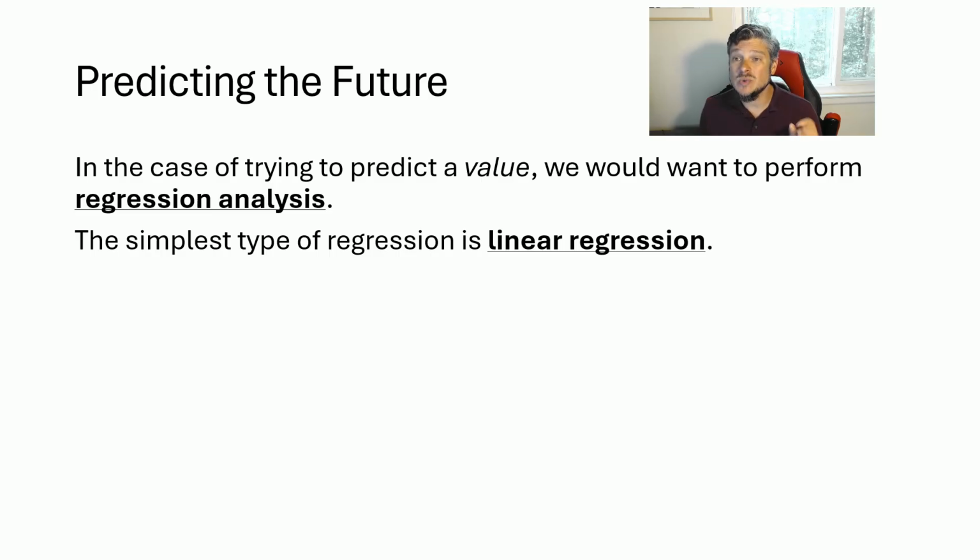Now, in this case, we want to predict a value. I want to predict the percentage of Americans who would be in support. That's a number, that is a value, which means I want to do regression analysis. And the simplest type of regression analysis is going to be linear regression.